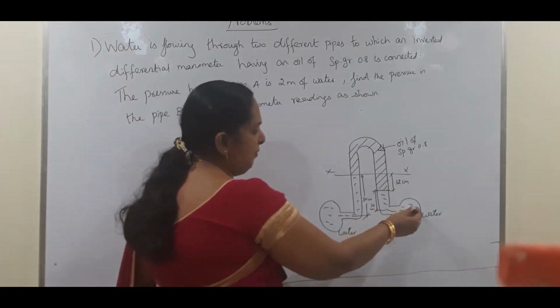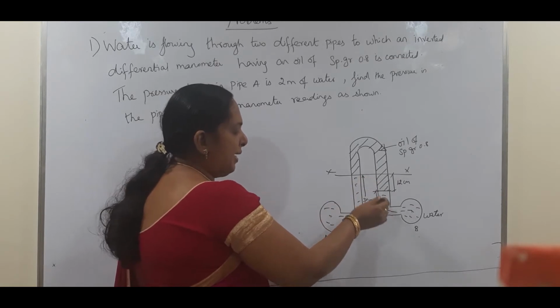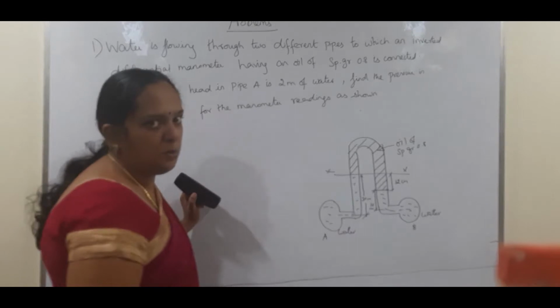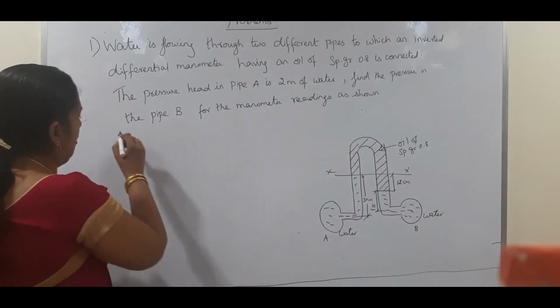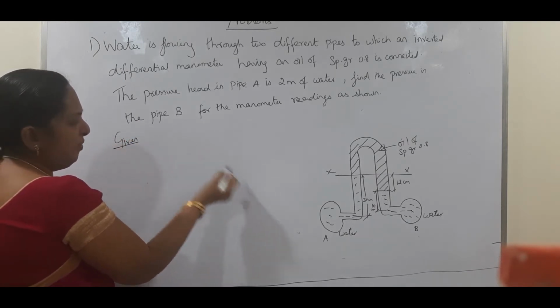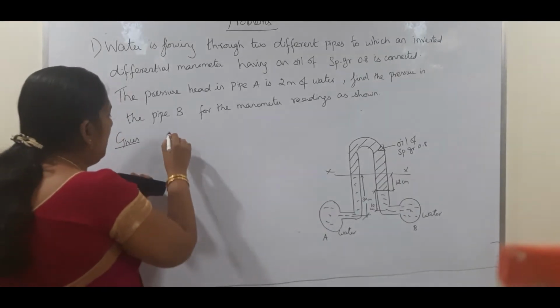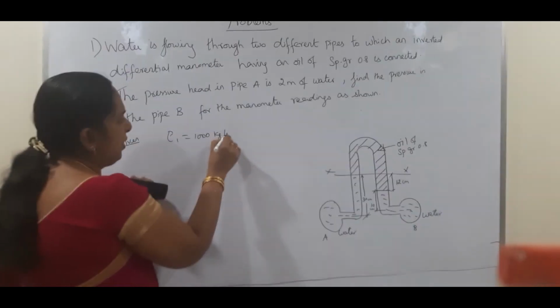In case of the inverted U-tube manometer, they have given the height in the left limb and the height in the right limb, with respect to mercury as well as with respect to water. So what are the details first they have given? First we will write it out. So what are the given details? The specific gravity of water, we know it is the same in both the limbs. Let it be rho 1, it is 1000 kg per meter cube. So we are not concerned with this.